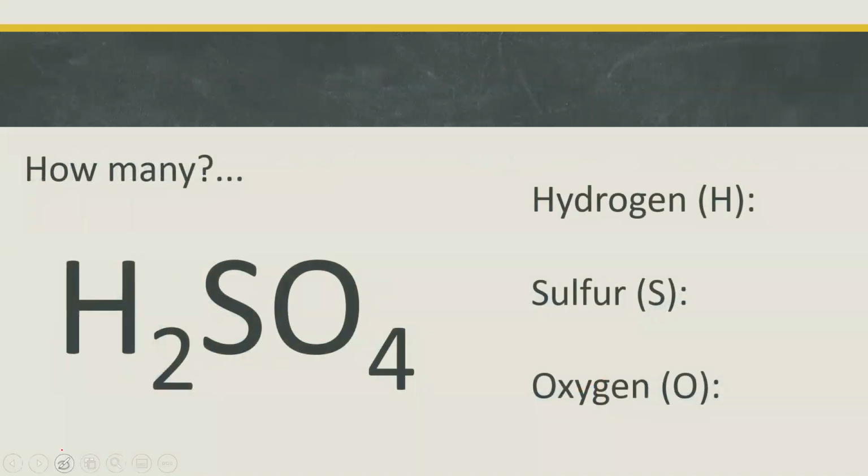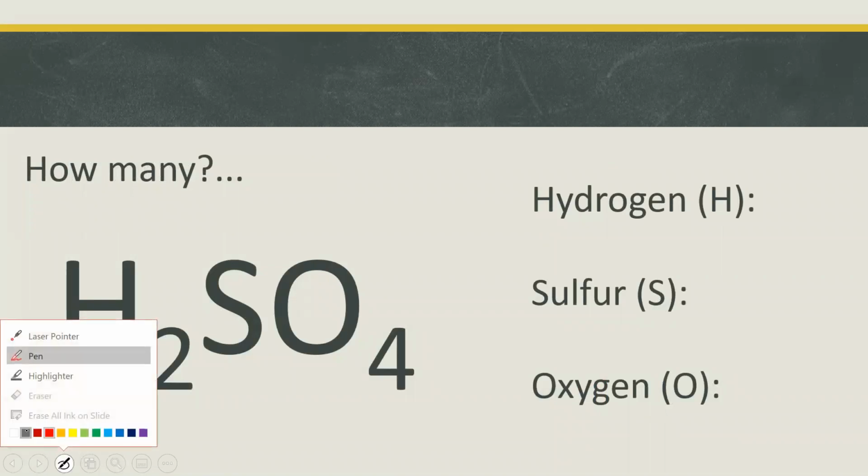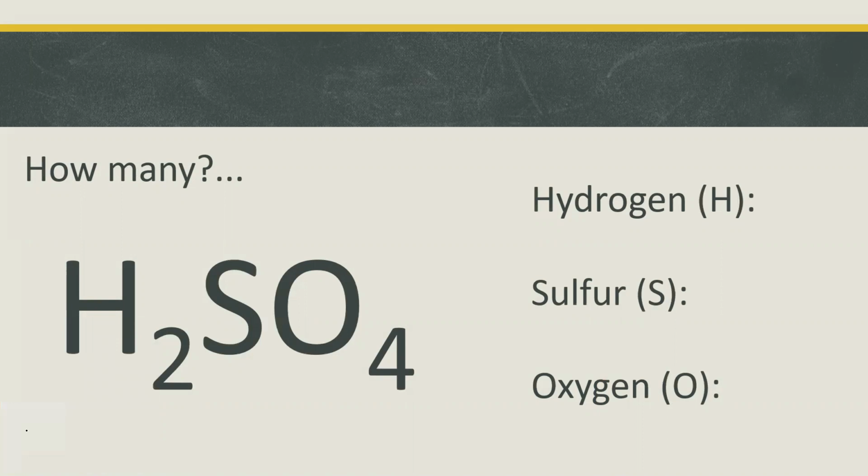So looking at this chemical formula, H2SO4, or you could say hydrogen sulfate, sulfuric acid, how many hydrogens are there? You have to look at the number that follows the element. So H has 2. How many S's? Well, there's no subscript, so we assume it's a 1, and then 4 O's. So every symbol has its own number.